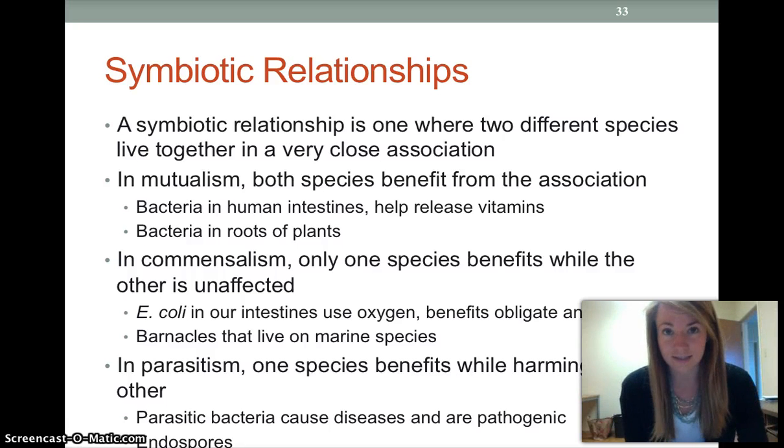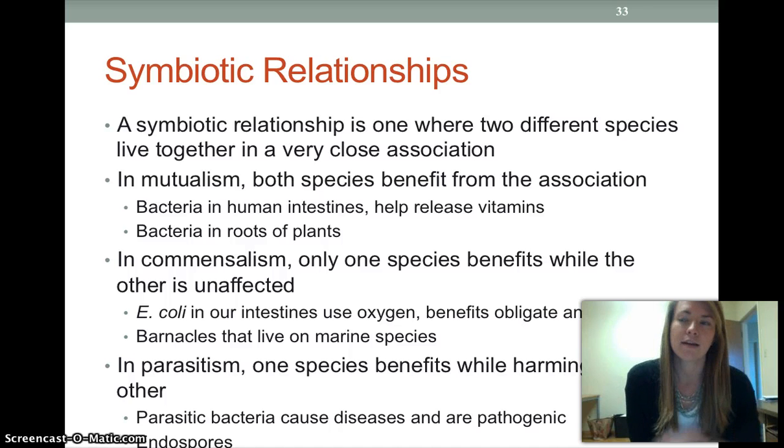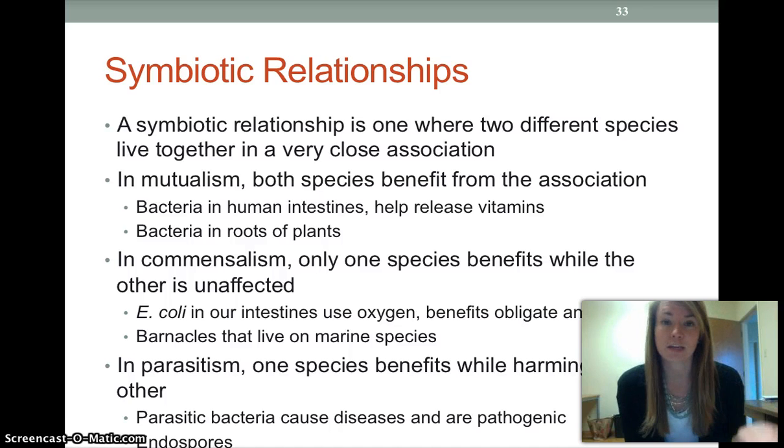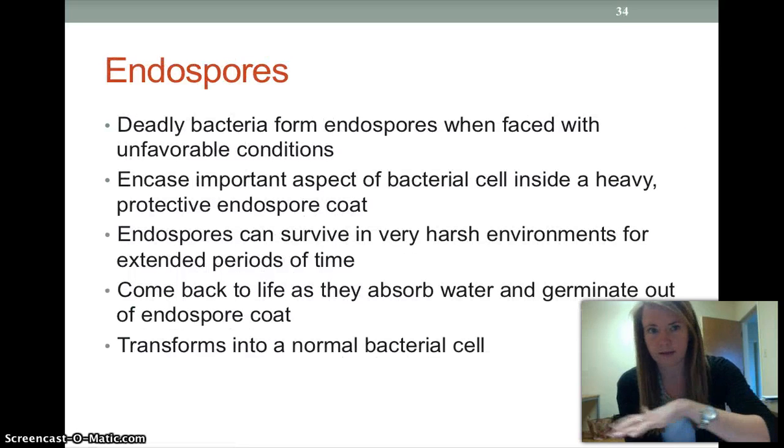Then there's parasitism, which I'm sure you've heard of before, which is where one species is benefited and the other one has negative effects. So parasitic bacteria, the not good kind of bacteria that make you sick, they live inside your body, they're benefiting, they're taking your nutrients, and they're making you sick. Another kind of parasitism is what's called endospores. So this is a pathogenic bacteria, and let's talk more about that.